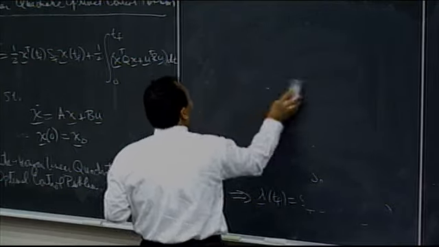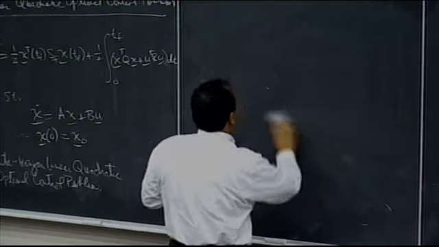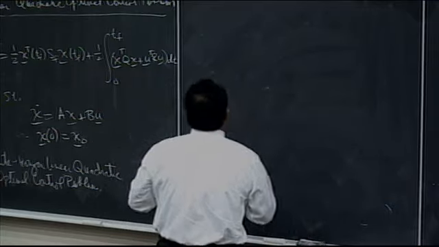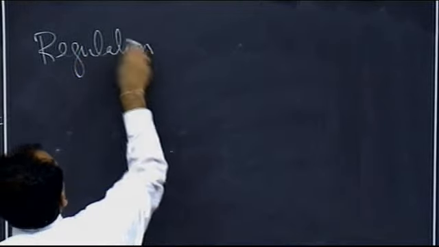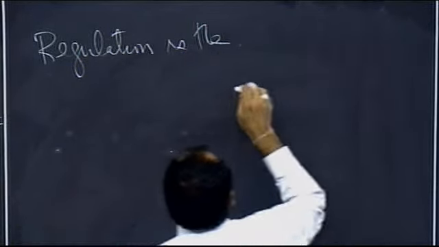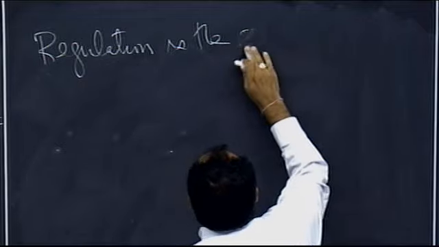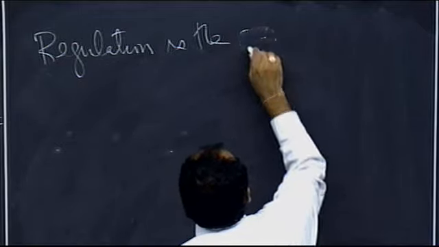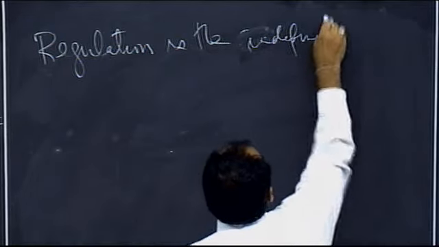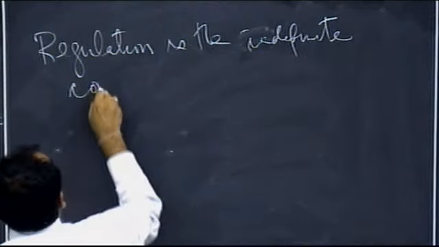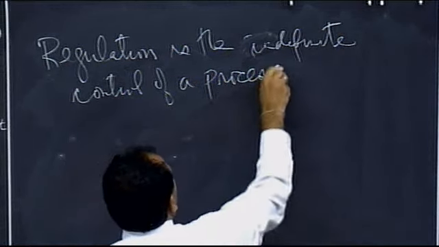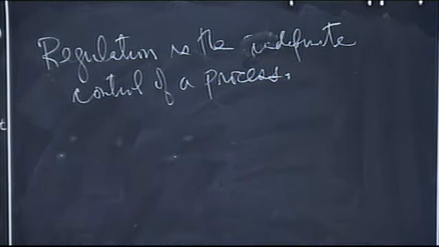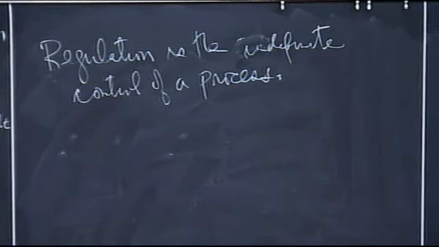So when we talk about regulation, it has to do with controlling processes for an infinite amount of time. Regulation is the indefinite control of a process. These come up all the time, in all kinds of different things where chemical engineering does this. There are all kinds of applications where you do regulation.